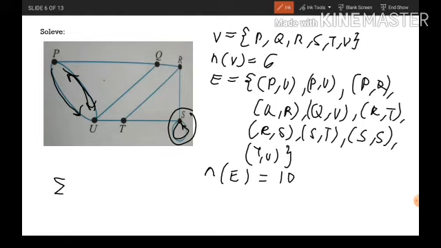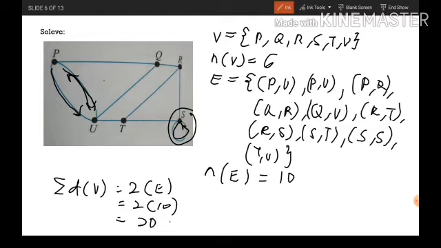What about the sum of degrees? It's the same. You have to divide by 2. Number of edges divided by 2 equals 10, so the sum of degrees for this graph is 20.